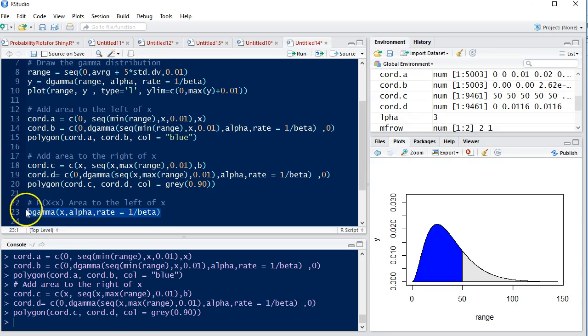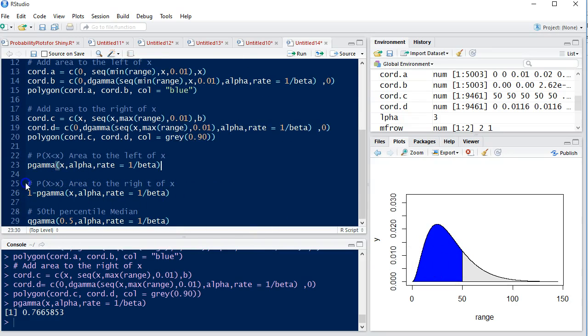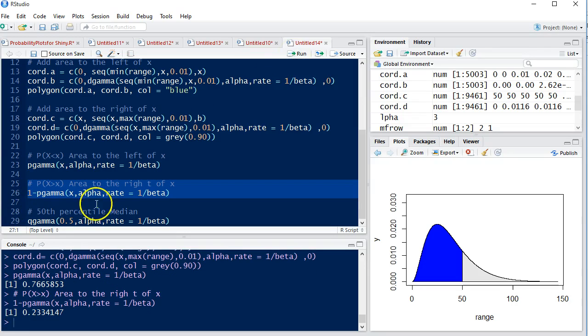So let's go ahead and run this and see the probability that x is less than 50. And that is 0.7665853. And that really makes sense because this is a large portion of the data. Now, if we were to run the second line, 1 minus that same function above, we will get the area that falls above the value of 50, which is 0.2334147. So it's the exact complement, and that also makes sense because that is this smaller portion.